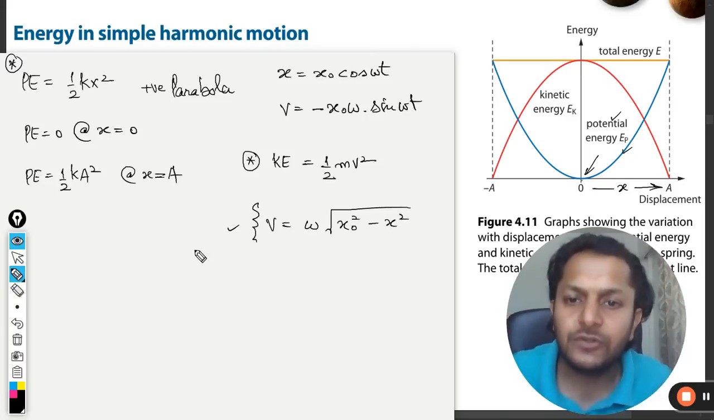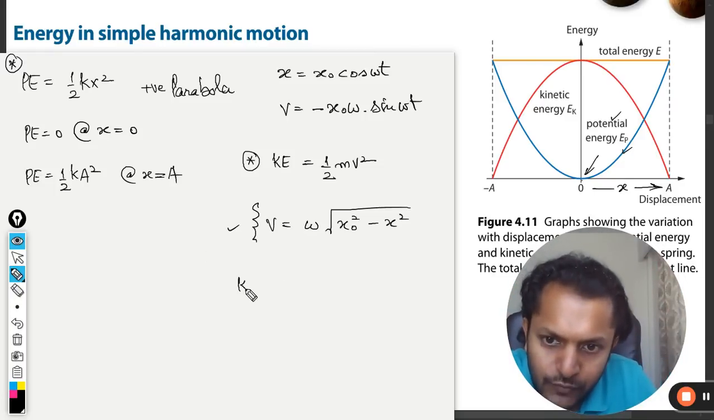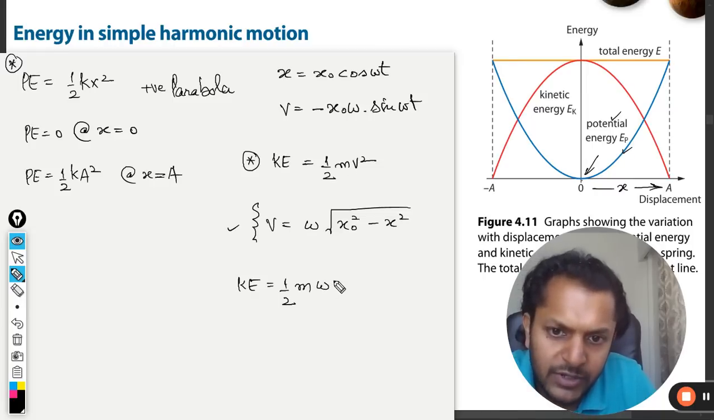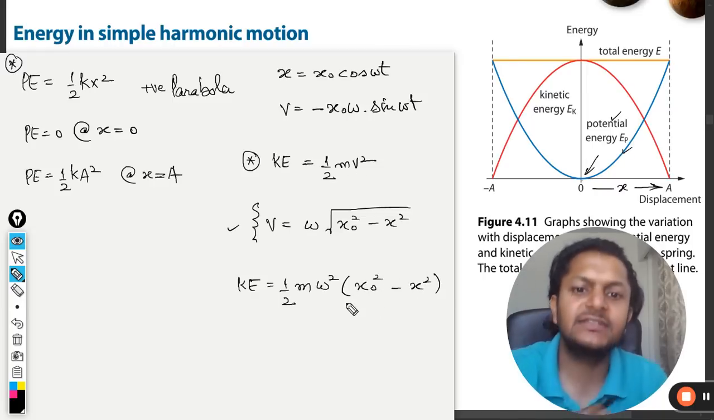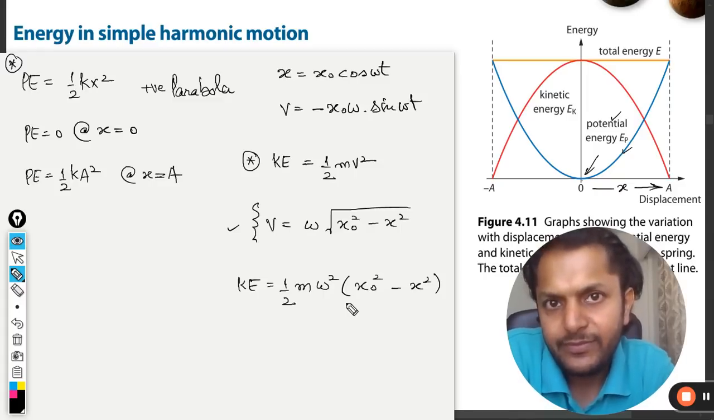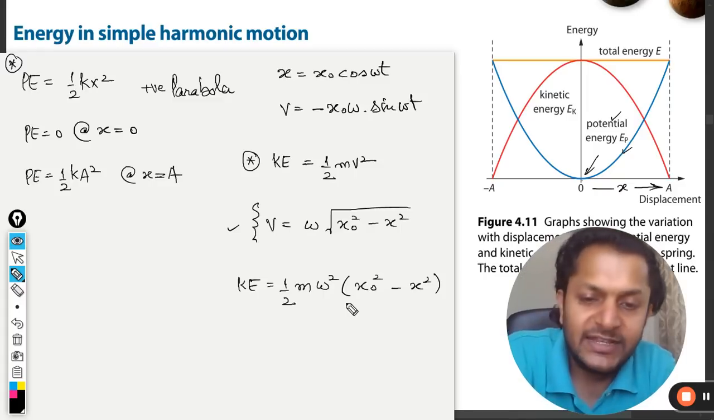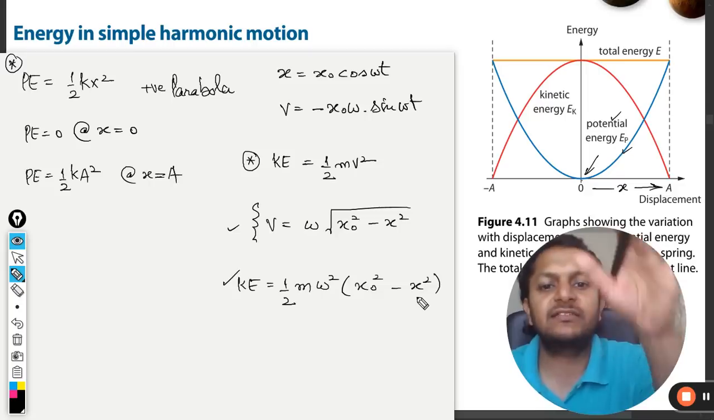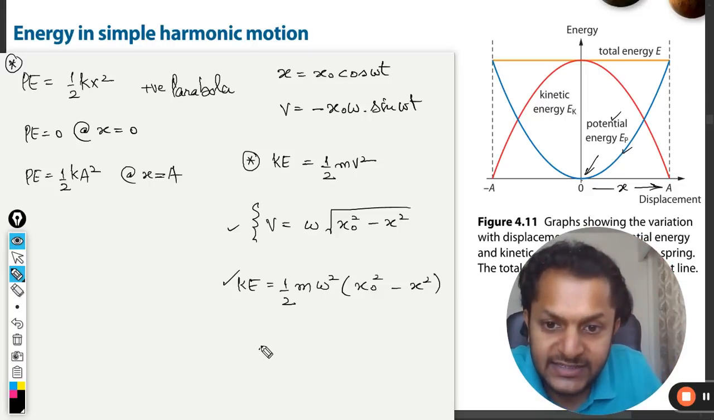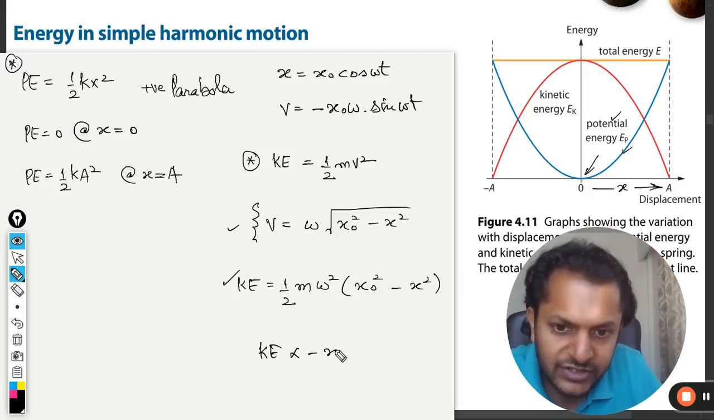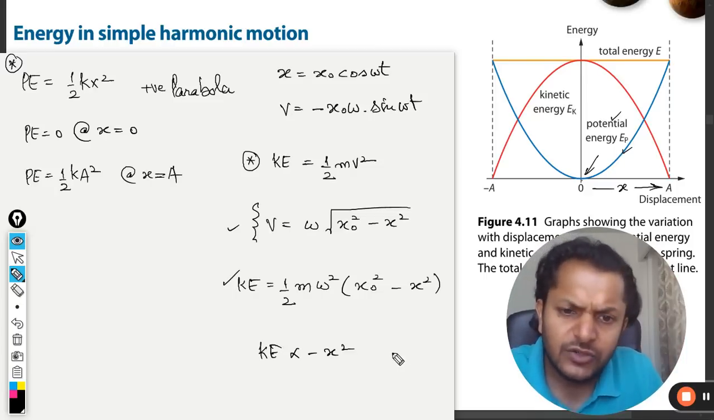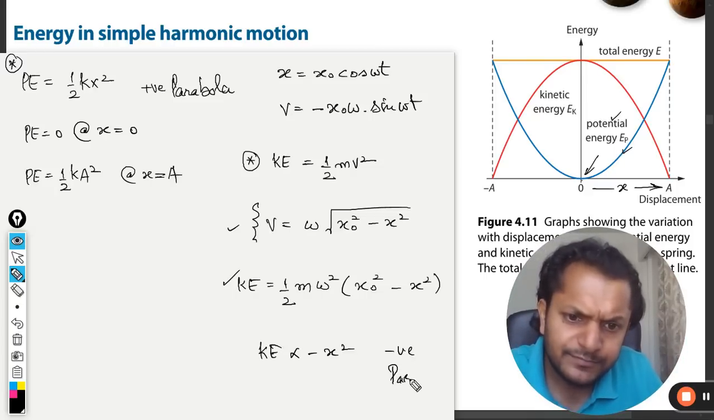We directly substitute this value here. And so we are getting the formula as this. v square becomes omega square times x naught square minus x square. This is a very dicey formula now. This is the kinetic energy in terms of x. And we can clearly see that the graph of the kinetic energy will be directly proportional to negative x square. So we can call it a negative parabola.